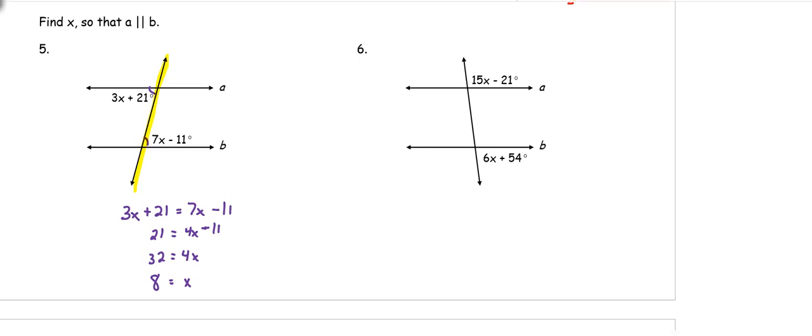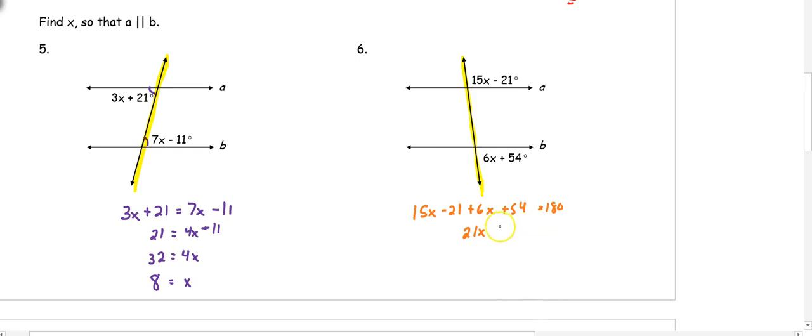In number 6, when I look at my transversal, my angles are on the same side of the transversal and they're outside of their respective lines, which means that these are same side exterior angles, which are supplementary. So we're going to add the angles together and set them equal to 180. When I combine like terms, I get 21x plus 33 equals 180. Subtract 33 from both sides, so 21x equals 147. Divide by 21 and we get x is 7.